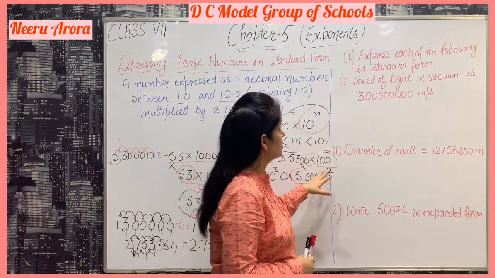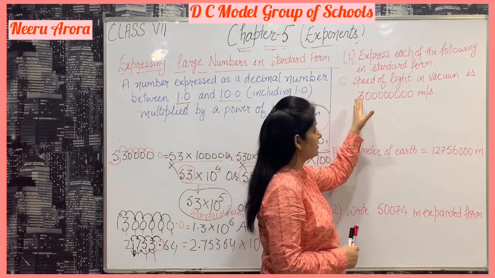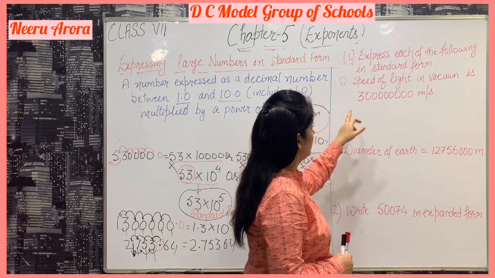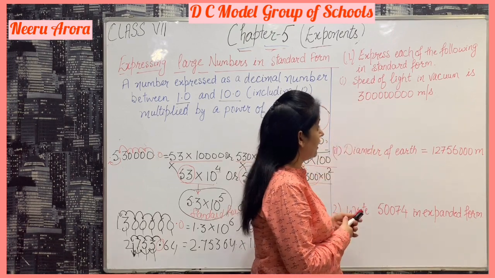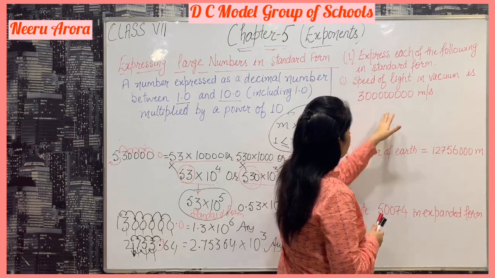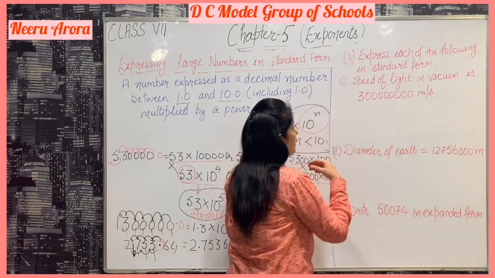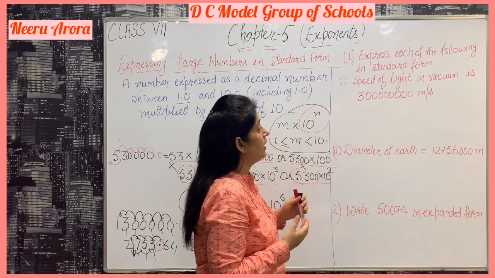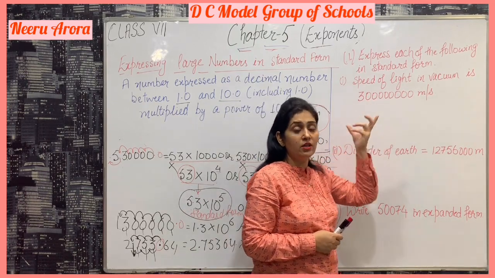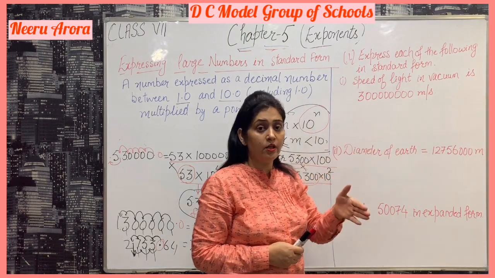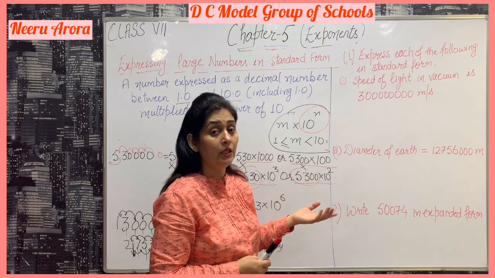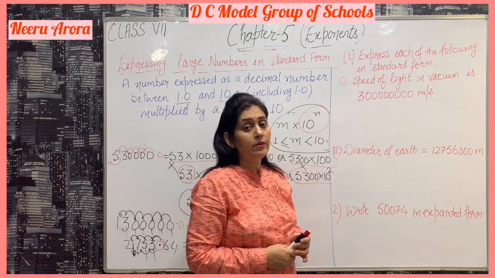Let's do these questions. Express each of the following in standard form. We want to express these two parts in standard form. First is the speed of light in vacuum, which is this much. Whenever we have a very large number, we have so many zeros, and sometimes we make mistakes while counting these zeros. But if it is in standard form, it is written clearly as 10 raised to power 3 or 10 raised to power 6. Then there is less chance of mistake.